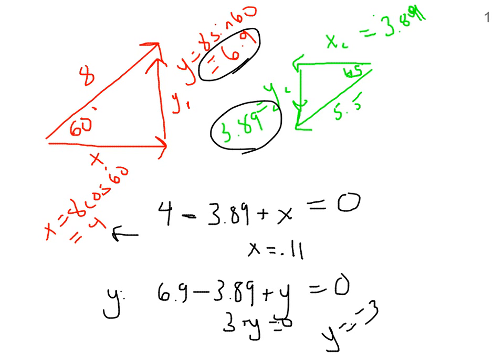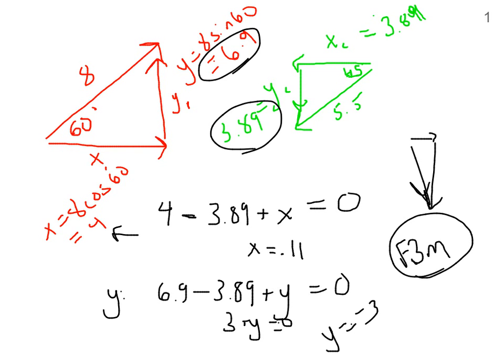So my overall result has a small x component of positive 0.11, a larger y component of negative 3. So I can do Pythagorean's theorem, and I get a vector that's just about 3 meters long is my ultimate F3, and then it has a small angle from the horizontal.